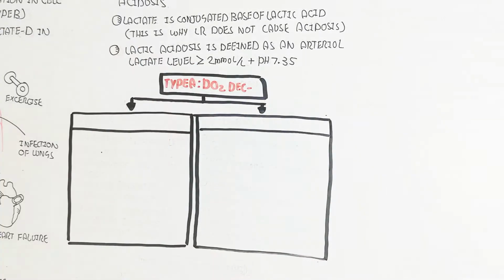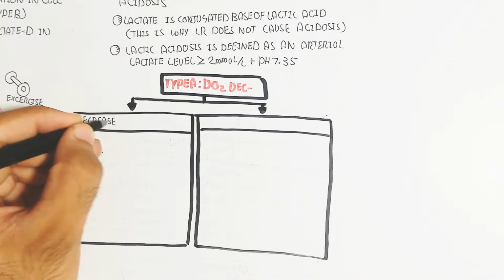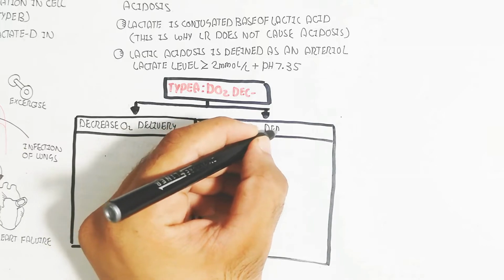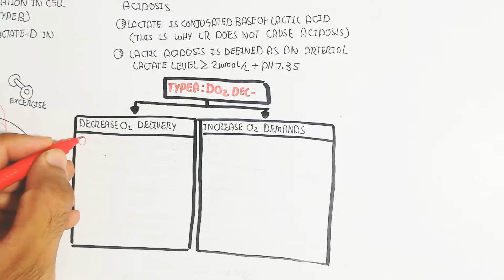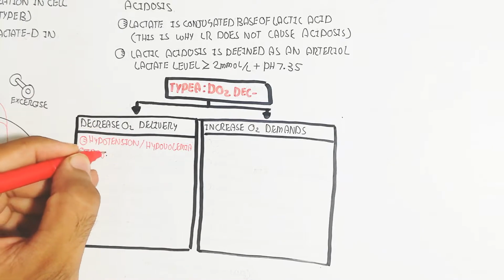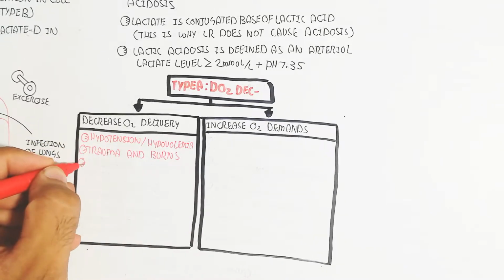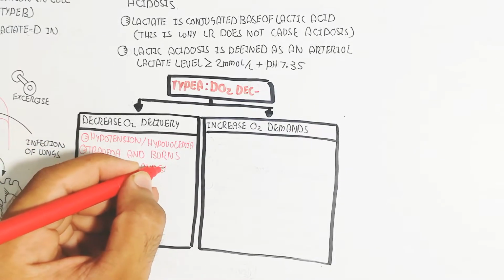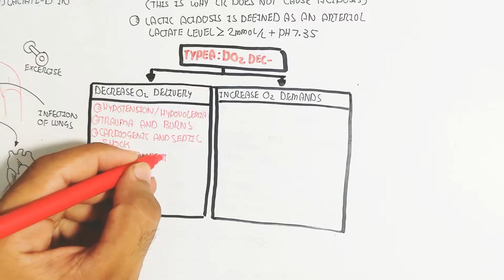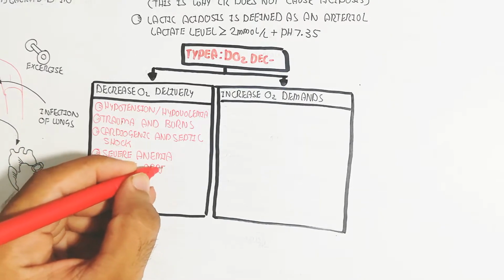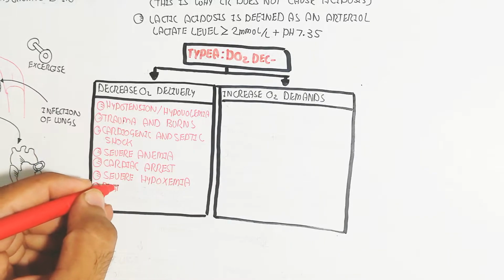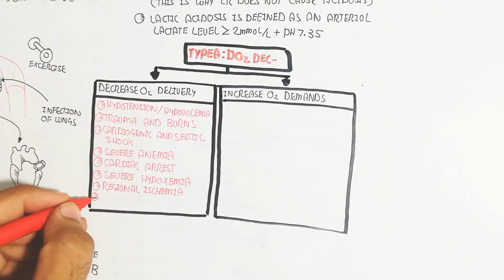So let's begin to understand type A, where oxygen delivery is decreased due to exercise or other things. There is decreased oxygen delivery and increased oxygen demand in the tissue, for example muscle contraction. Causes include hypotension, hypovolemia, trauma and burns, cardiogenic and septic shock, severe anemia, cardiac arrest, severe hypoxemia, regional ischemia, and compartment syndrome. Compartment syndrome we will discuss in the next video. So this is also a cause of decreased oxygen delivery.